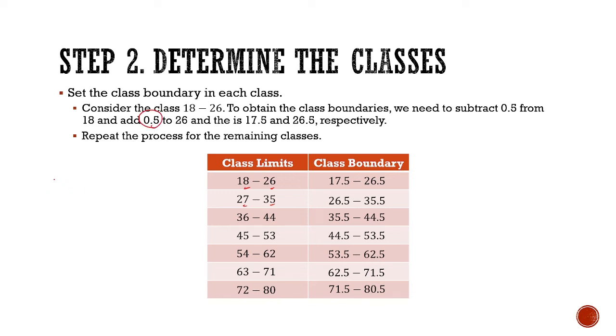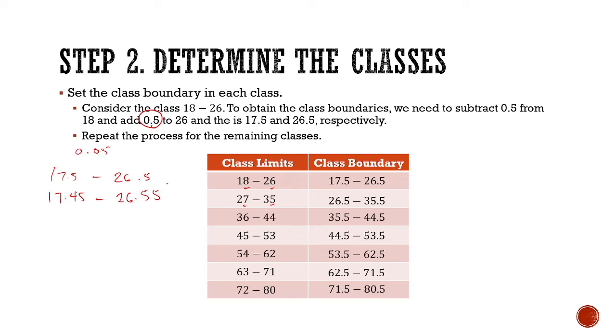Okay? But, for example, say you have 17.5 to 26.5 as your class limits, what you need to do here is instead of 0.5, that will be 0.05, meaning to say our class boundary will be 17.45 up to 26.55. Okay? Hopefully, malinaw yun.